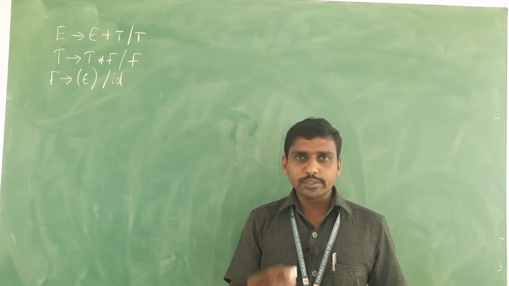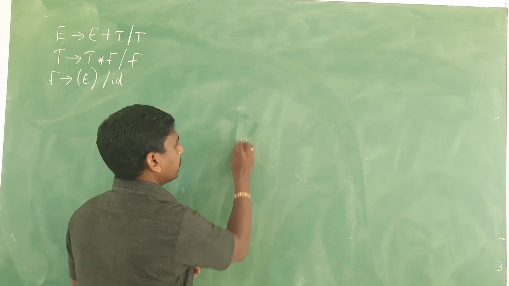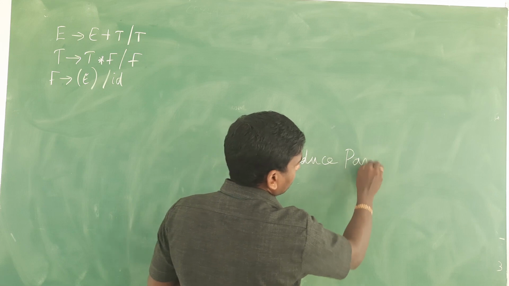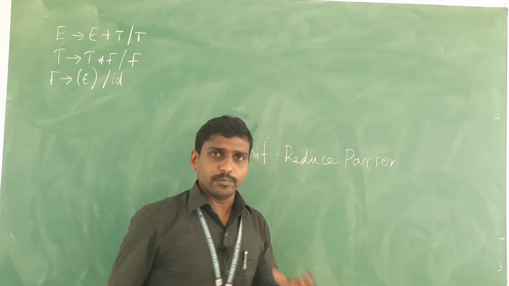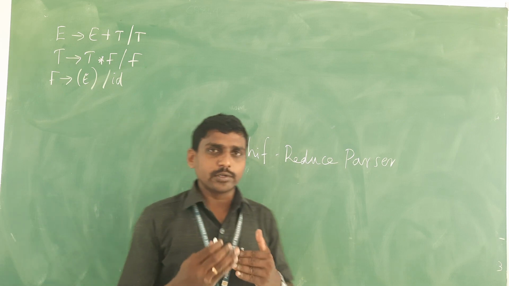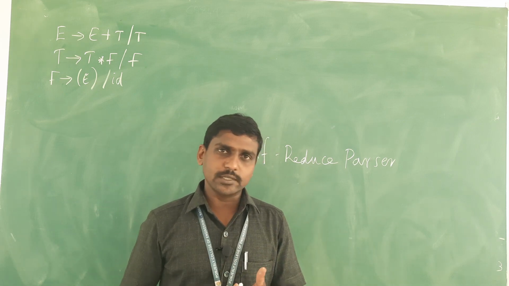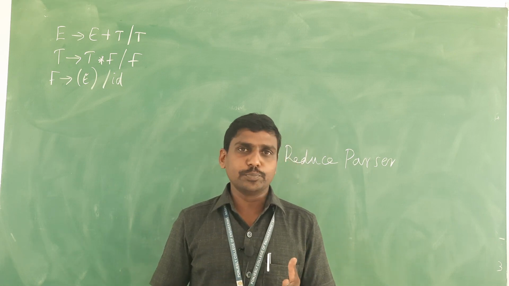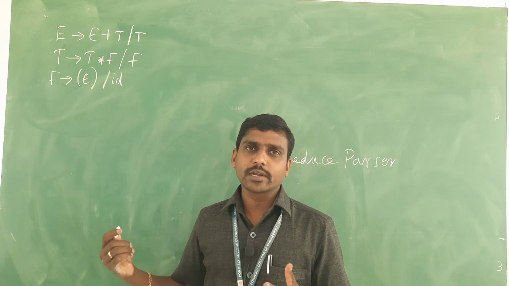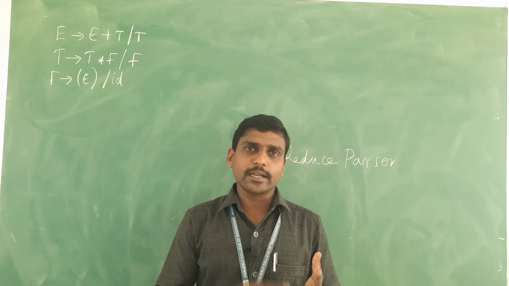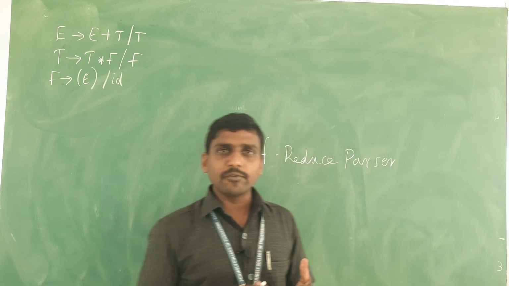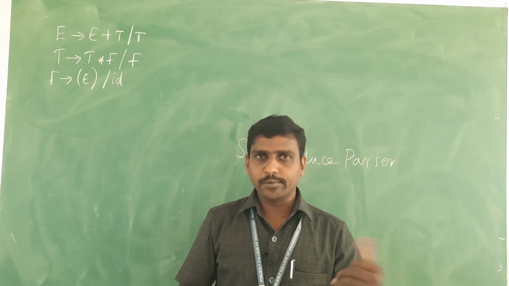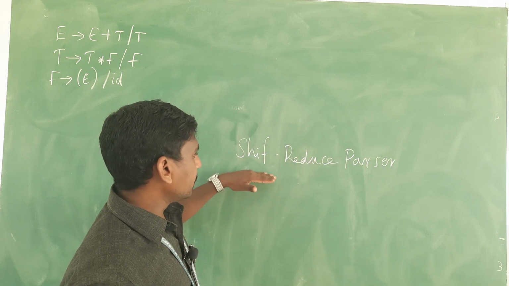In this video class, I am going to teach you shift reduce parser. In the last video class, I taught you types of parser. There are two types of parser: top-down parser and bottom-up parser. Examples of top-down parsers are recursive descent parser and predictive parser. If you refer to past video classes, you can see predictive parser and recursive descent parser. Examples of bottom-up parsers are shift reduce parser, CLR, SLR, LALR. So in this class, I am going to teach you shift reduce parser.